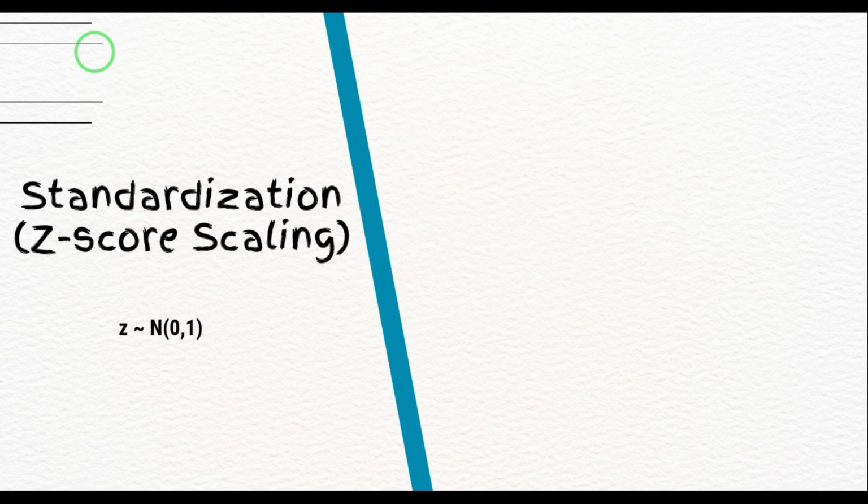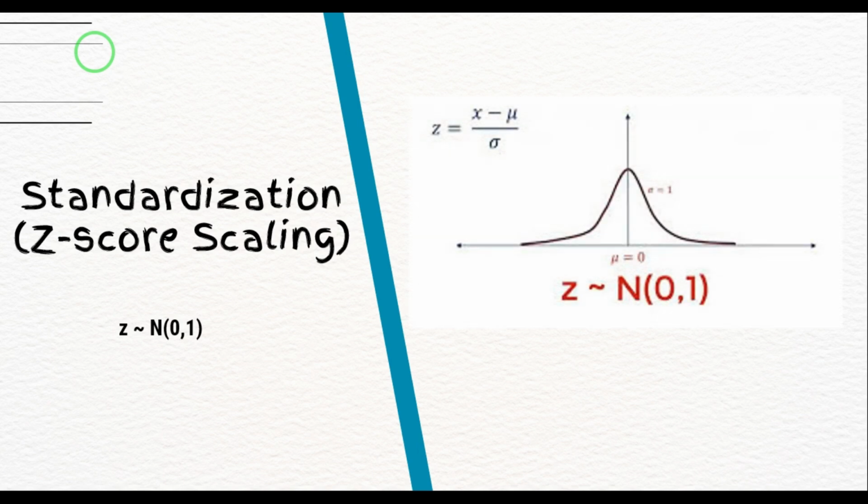Standardization transforms your data so that it has a mean of 0 and a standard deviation of 1. It doesn't squish your data between 0 and 1, it centers and scales it. So this is perfect for algorithms like logistic regression, SVM, or principal component analysis, which assume data is centered. In short, normalization works with ranges and standardization works with distributions. So now let's see how scaling affects actual model performance.